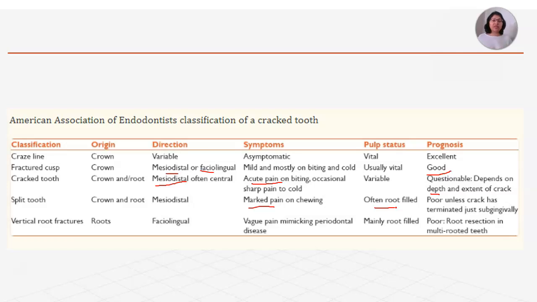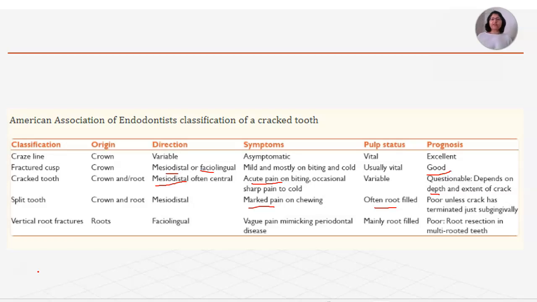Again, the prognosis is very poor unless the crack has terminated just subgingivally. That means if the crack has not propagated very deep, it's not necessarily true that the prognosis for that tooth is bad. And then vertical root fractures.